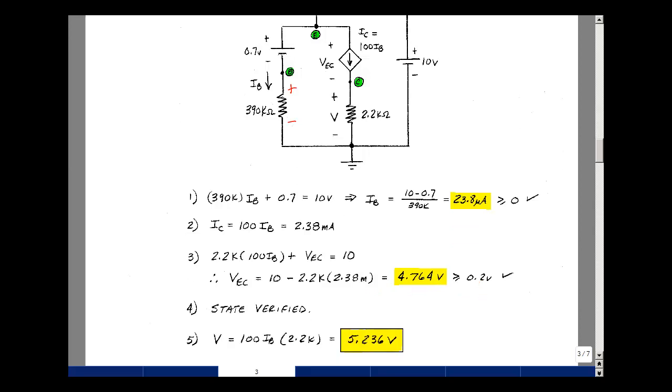Then lastly, what's the voltage V? Well, we already found that. That's going to be this current, 100 I sub B times 2.2 K. And we know the value of 100 I sub B is 2.38 milliamps. The product of that times 2.2 K is 5.236 volts. And this is supplemental problem 10.3.